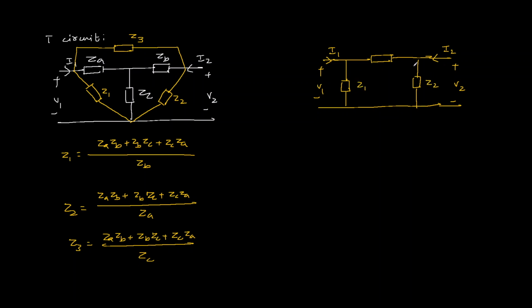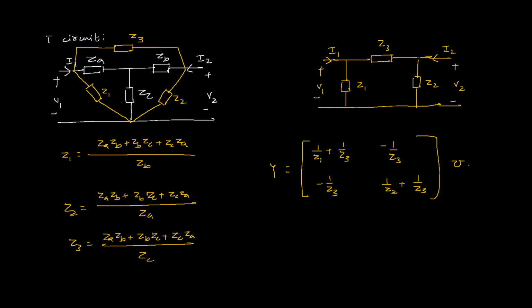This is Z1, Z2 and Z3, and we know how to find the Y parameters for this pi network. Y11 is 1 over Z1 plus 1 over Z3. Y12 is minus 1 over Z3, Y21 is minus 1 over Z3, and Y22 is 1 over Z2 plus 1 over Z3. So in this way we can find the Y parameters for the pi network.